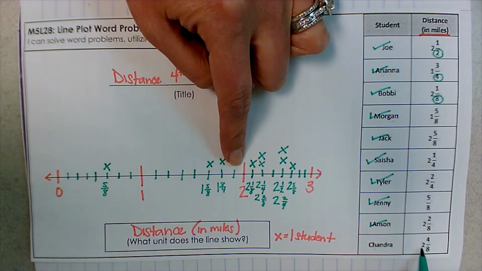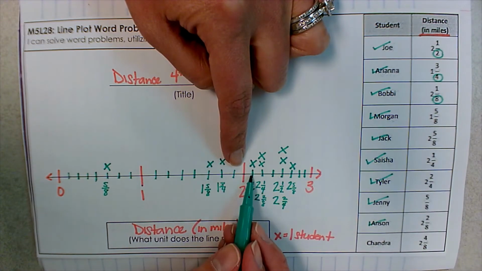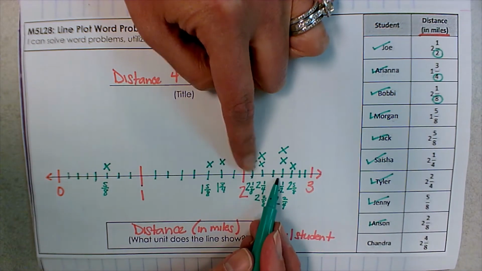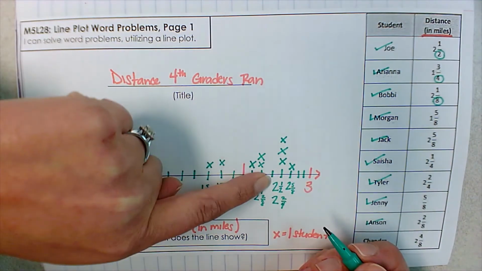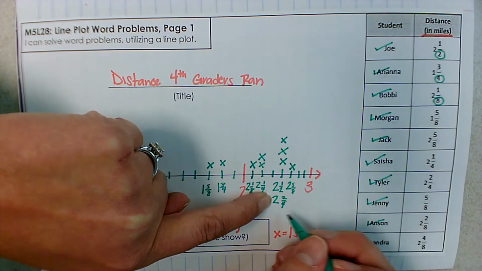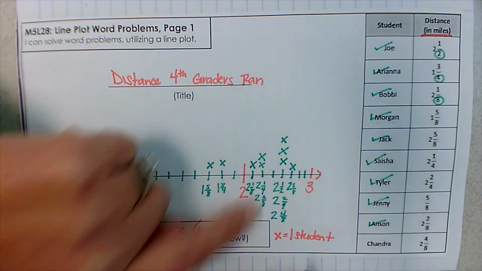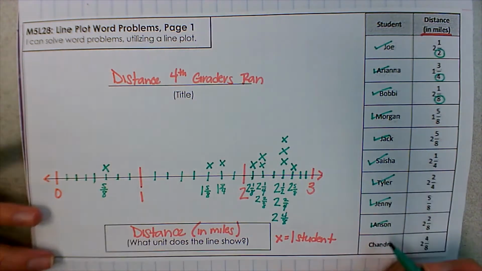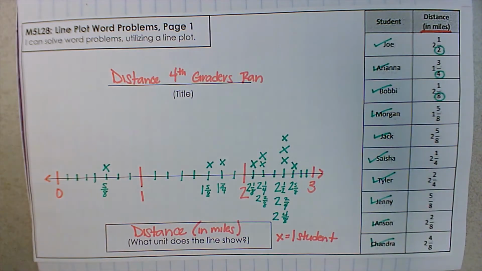All right, we've got one last. Chandra is at 2 4/8. So I'm going to stick at 2. I'm going to go 1/8, 2/8, 3/8, 4/8. Oh wow, this one's going to have a lot. It is called 2 1/2. It is called 2 2/4, and now I know that it's called 2 4/8. So now I've used all of my table. I've completed my line plot.